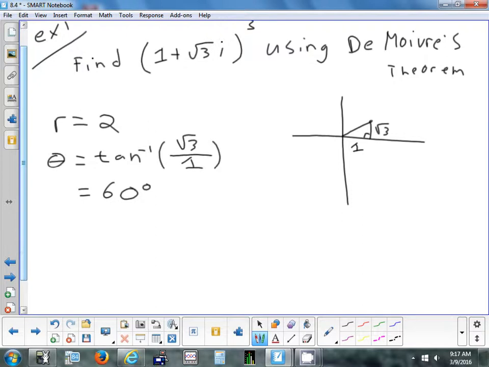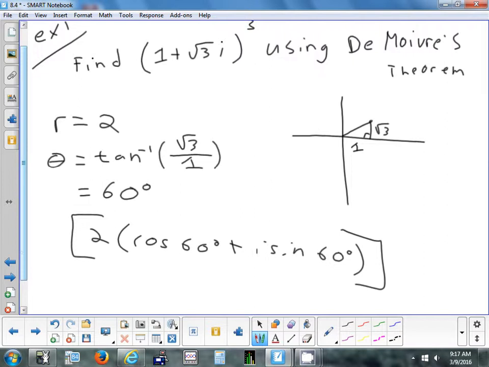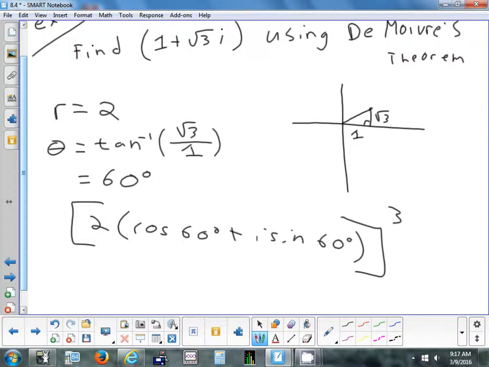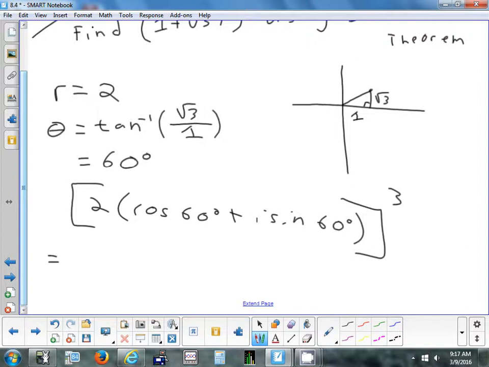Right, so now my point becomes 2 cosine 60 plus i sine 60. And what power am I going to raise that to? 3. Third power. That's probably the longest part of the problem, changing it to trig form. Now, if I cube it, what does my radius become? 8, 2 cubed. And what does my angle become?